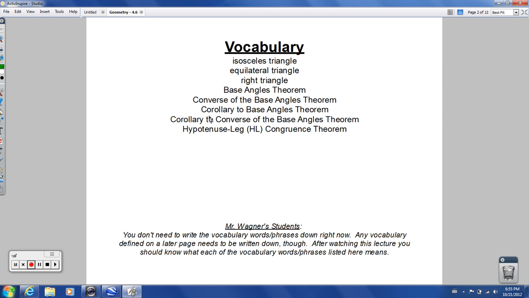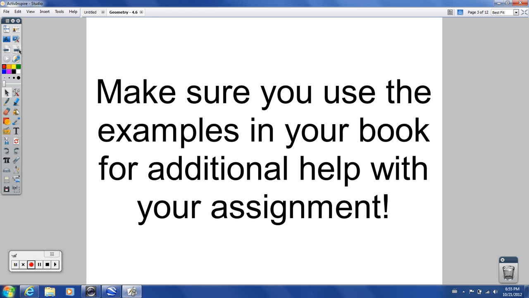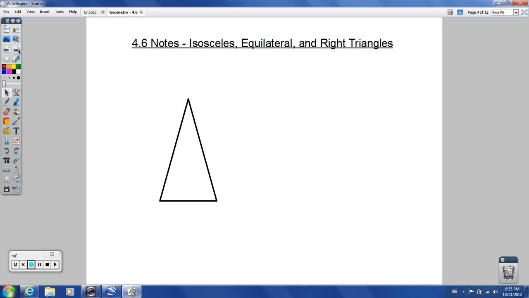Here's the vocabulary for this lesson. Make sure you understand it by the end of this lesson. Also use the extra examples in your book for additional help with your assignment. Anyway, here's 4.6. Okay, so isosceles, equilateral, and right triangles.